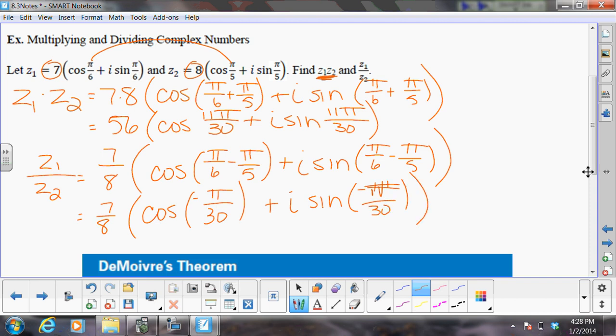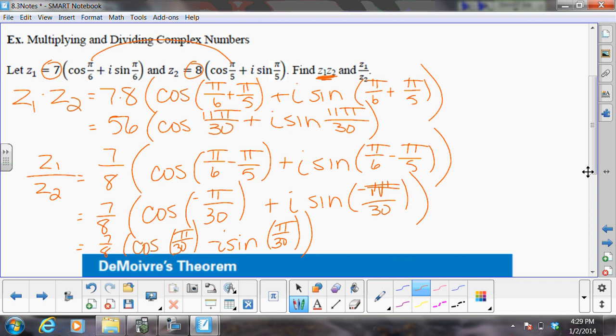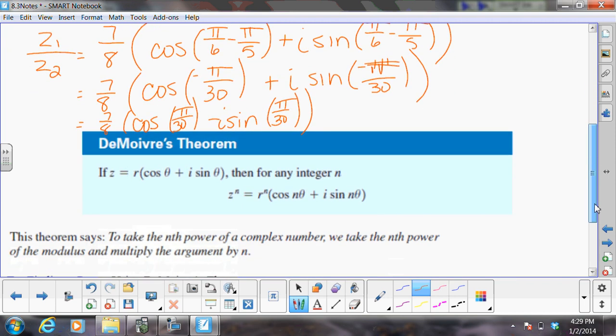Okay, well, we're not done yet because we have negative angles. I don't want negative angles. So this is equal to 7/8. Cosine of a negative angle is the same thing as the positive version. So this is pi over 30 plus i, oh no, it's not plus, because sine of a negative angle is equal to negative sine of that angle. That's the true answer. 7/8 cosine pi over 30 minus i sine pi over 30.